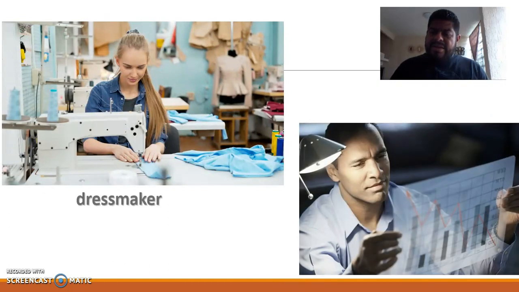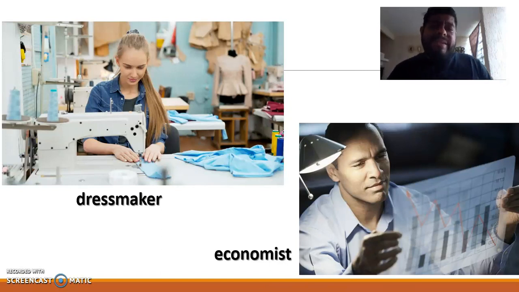Here we have some more. Nice. Here we have a dressmaker and an economist. What is a dressmaker? Well, basically, it's like the female version of a tailor. What is a tailor, teacher? Okay, a tailor in Spanish, we call it a sastre, un sastre. So the dressmaker will be in Spanish like la modista, the person who makes dresses for ladies. Yes, that's a dressmaker. And we have the economist.